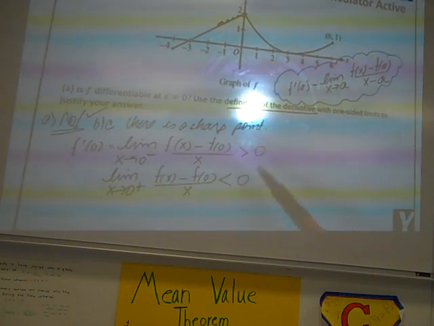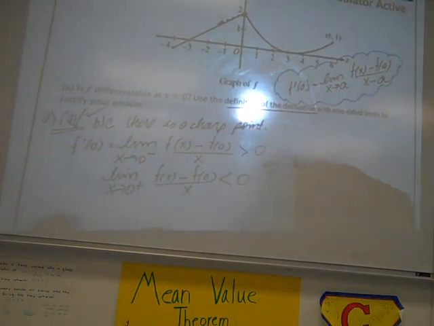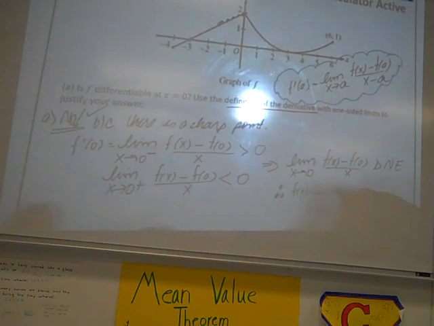Because these are not equal to each other, the limit on the left and the limit on the right are not equal to each other, this implies the limit as x approaches 0 of f of x minus f of 0 over x does not exist. Therefore, f is not differentiable at x equals 0.